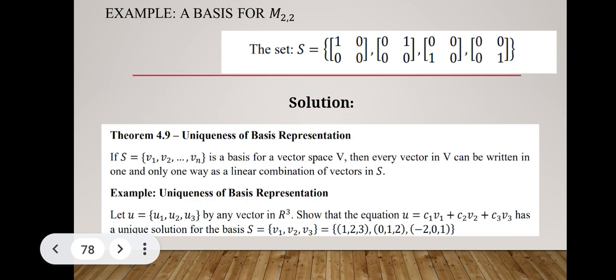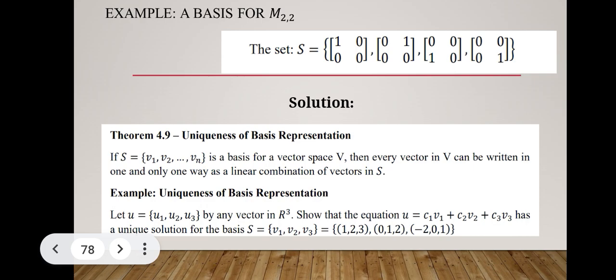Example, a basis for M sub 2,2. So we can see in the representation below that the set S is 1, 0, 0, 0 and 0, 1, 0, 0, bracket 0, 0, 1, 0, and another bracket 0, 0, 0, 1. So the solution, we will use Theorem 4.9, which is the uniqueness of basis representation. So what is the uniqueness of basis representation?